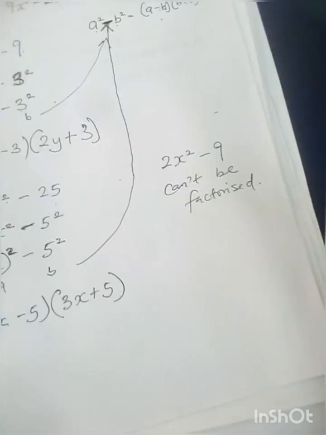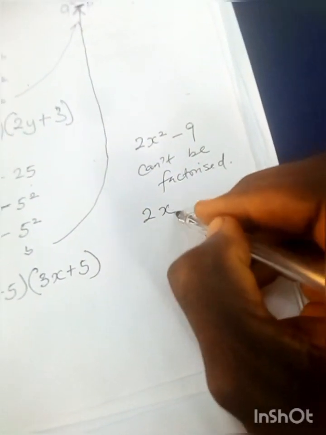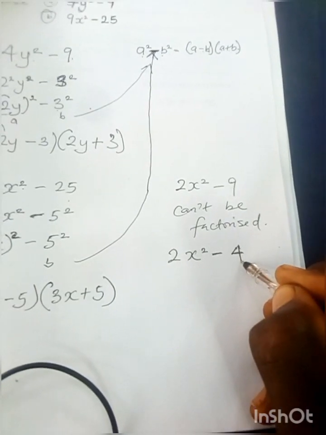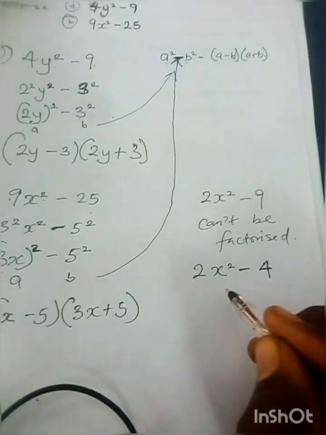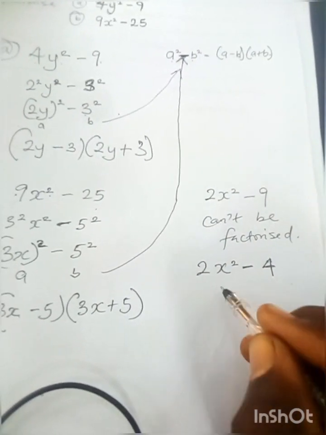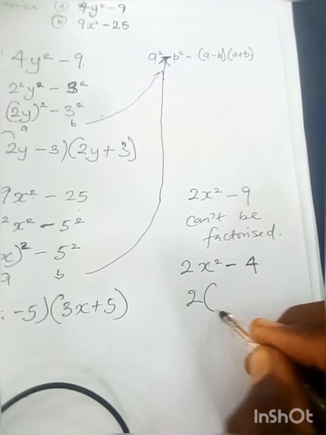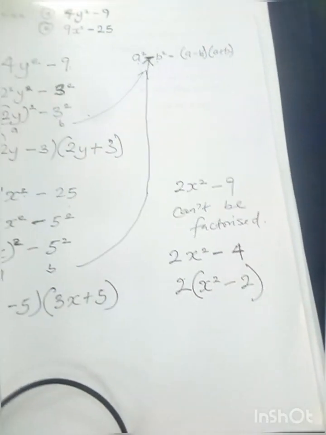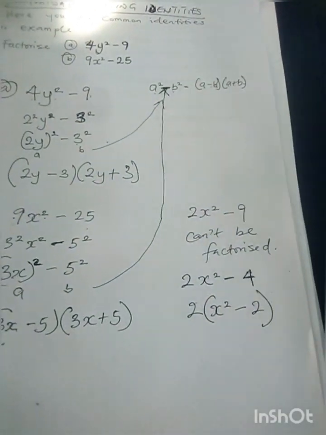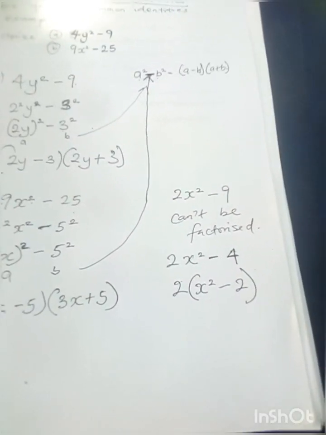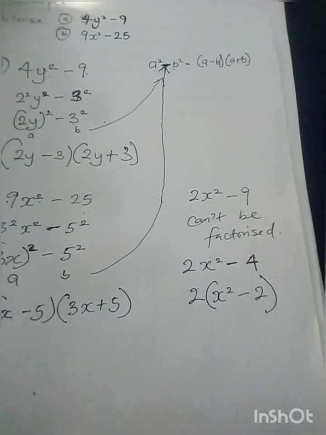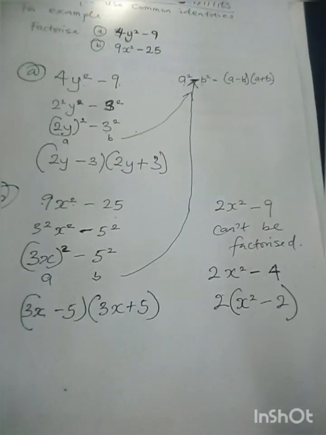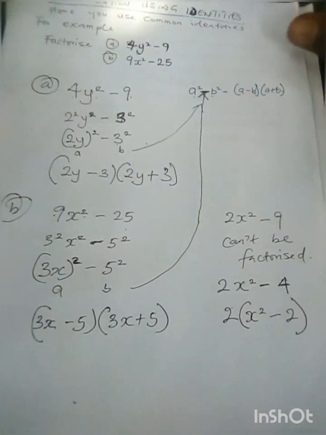It can only be factorized when it is like 2x squared minus 4. So you can factorize it. If you want to factorize this, you say what's common here. We have 2 into x squared minus 2. That is how you can factorize it. You get that? That is just how you can do it. So I believe we understand the trick behind this. Let's get to the last method.